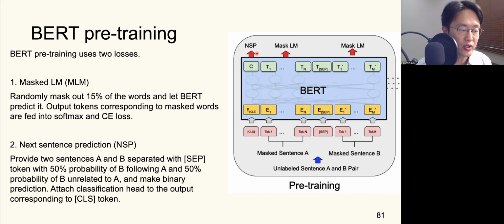The next sentence prediction is a binary prediction. It's either correct order or incorrect order. And that loss is placed at the location where the CLS token is provided as input.